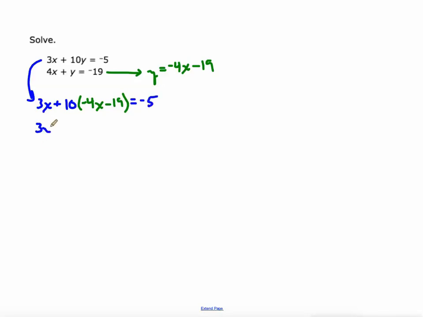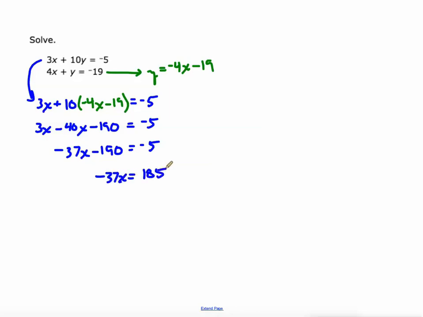All right, so we've got to do some distributive property. 10 times negative 4x is negative 40x. 10 times negative 19 is negative 190. 3x minus 40x can be combined to negative 37x. Let's add 190 to both sides. That gives us negative 37x equals 185. And then we'll do 185 divided by negative 37, and we get that x is negative 5.